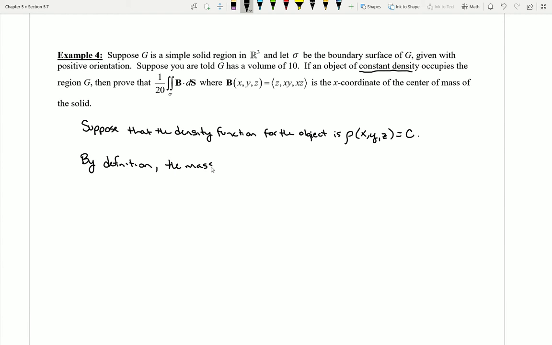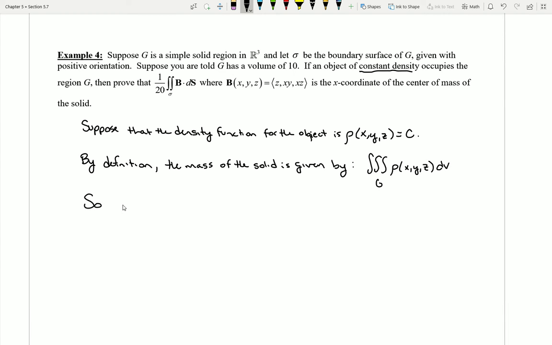Okay, so now we can pull back on our 4.8 knowledge and just say that by definition, the mass of the solid is given by, okay, so this would have to be a triple integral over G, and remember that we would just use our density function, dV.